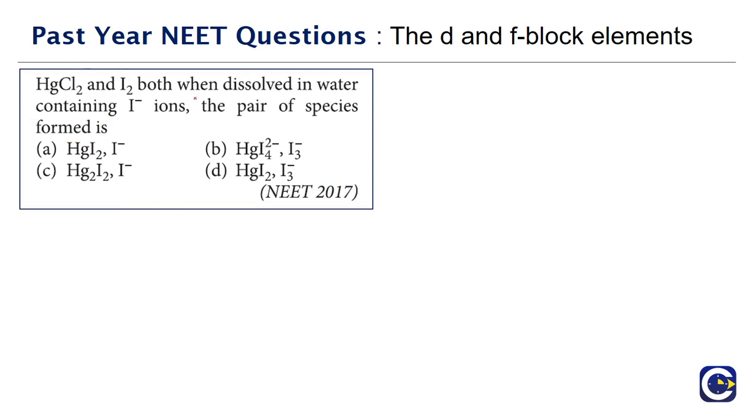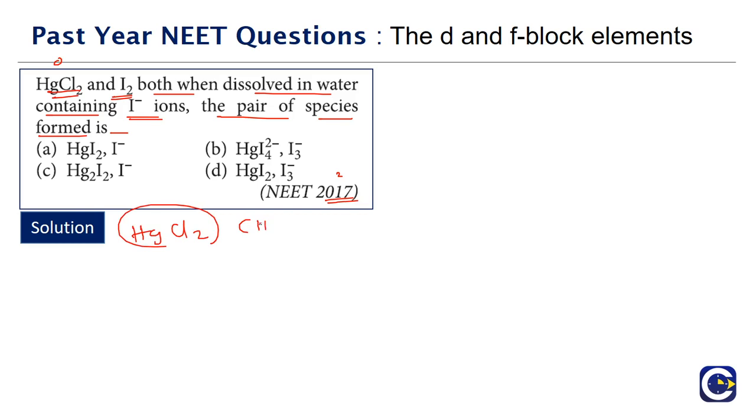Next we have a question that has come in the NEET 2017 paper. HgCl2 and I2 both when dissolved in water containing I- ions, the pair of species formed is. So when the HgCl2, here mercury is in what state? +2 oxidation state, is dissolved in a solution containing I- ions. Similarly, the I2 is also dissolved in the solution containing I- ions. They are asking what is the combination of species formed.